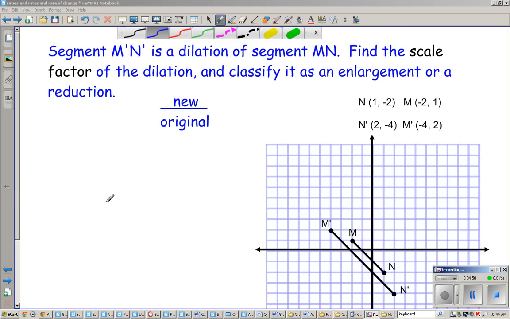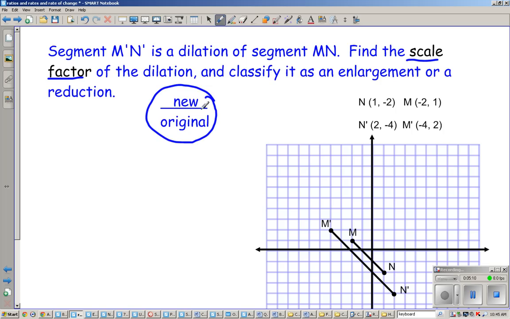Okay, the second example that we're going to go through is if they give you two figures. Now these are just segments, but they give you two figures. They want you to find the scale factor of this dilation. How do we do that? Well, you do it by always taking and comparing your ordered pairs. You're going to compare your new to the original. This is the key right here.